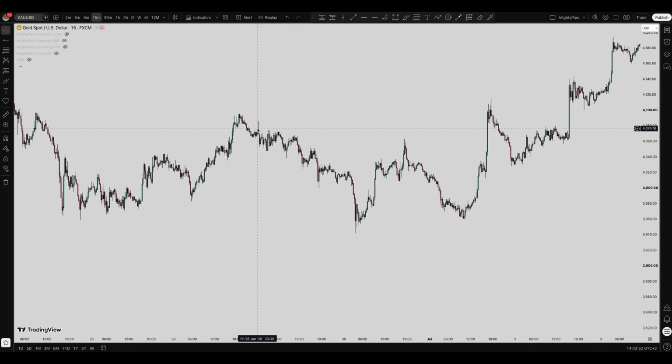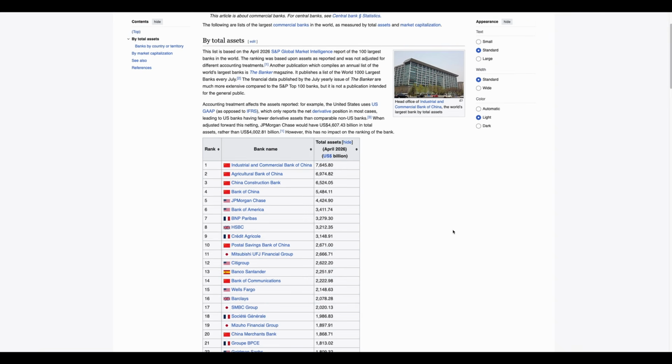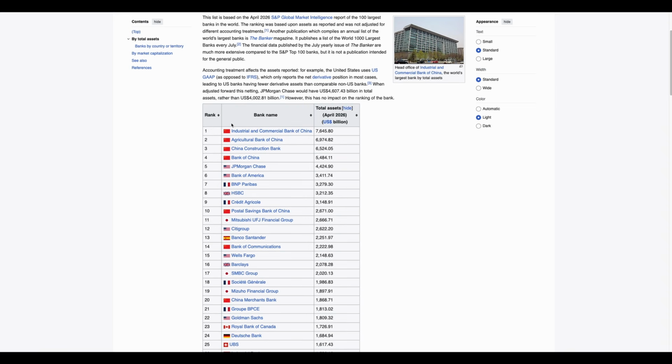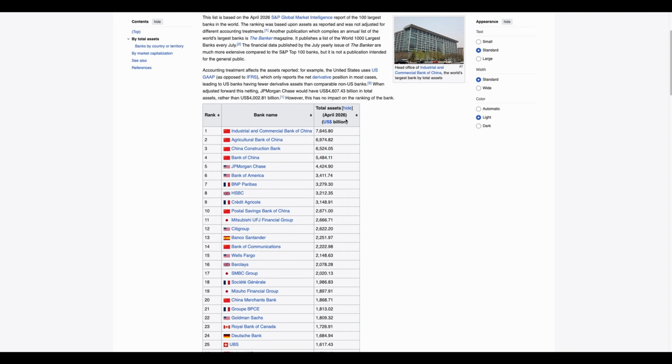Big players contribute over 95% of the trading volume. Talking of liquidity, let me show you the list of the largest banks and how they are moving liquidity. As you can see here, this is the total by assets. The number one is the Industrial and Commercial Bank of China. As you can see here, total assets, April 2026 in US dollars, in billions, right? This is 7,645 billion. To make that into real figures, that is 7.6 trillion dollars.